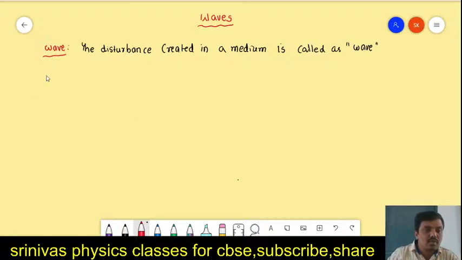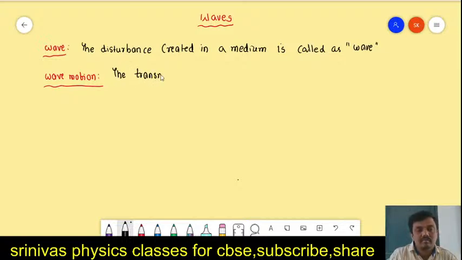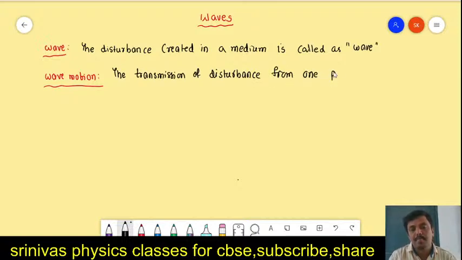And now, what is wave motion? The disturbance you are creating, that is the wave. And the disturbance is not at rest, right? The transmission of disturbance from source in all the directions is called as the wave motion. Transmission of disturbance from one place to another place is called as wave motion.